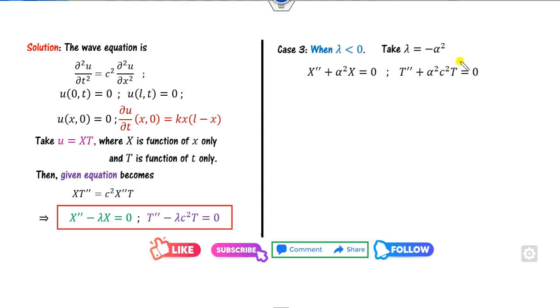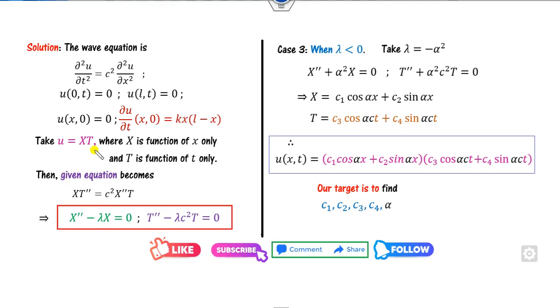Look at the third case. Again, I can take lambda negative, so lambda is minus alpha square. I can substitute here. You can obtain the auxiliary equation m square plus alpha square equals 0, so m will be plus minus alpha iota. So you have to write the solution in this form. Substitute this in this manner. Now again you obtain the solution, so I can apply all those conditions whose right hand side is 0.